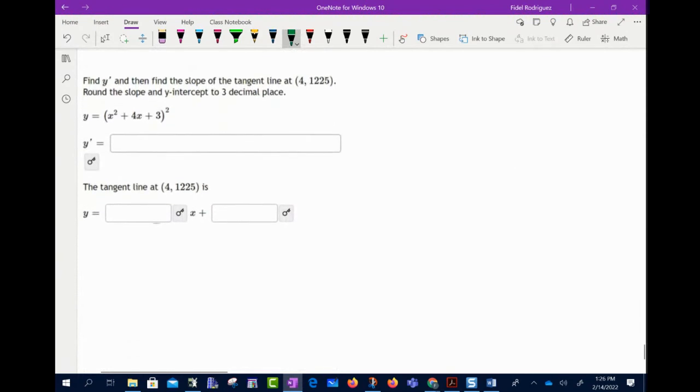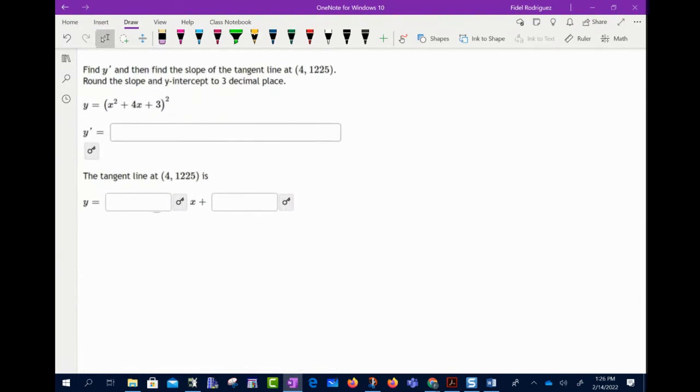Okay. So here we go. We got another one. All right. It says, find y prime, then find the slope of the tangent line at 4 and 12/25, and round the slope and y-intercept to 3 decimal places. Okay, so we can probably do that. So again, just to give you a heads up, remember, that's my x1, that's my y1, because that point is already given to us.